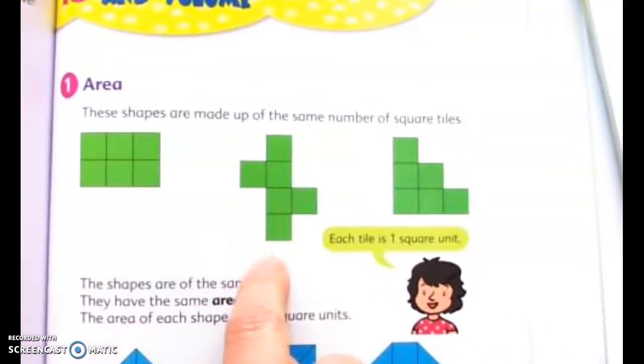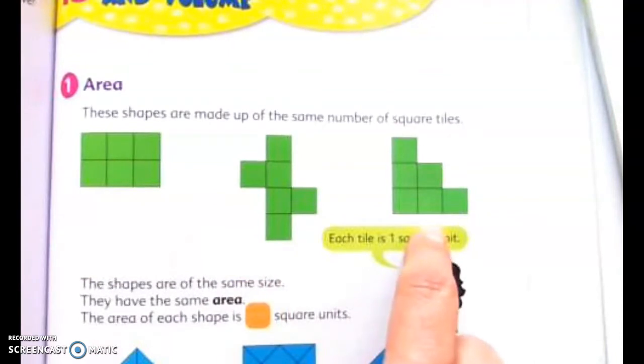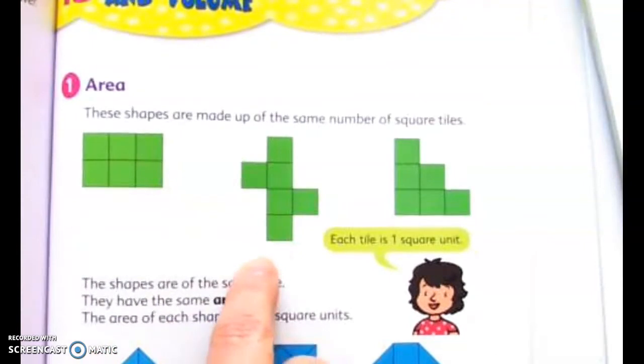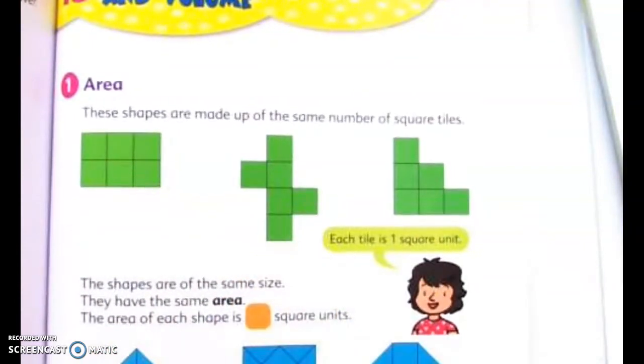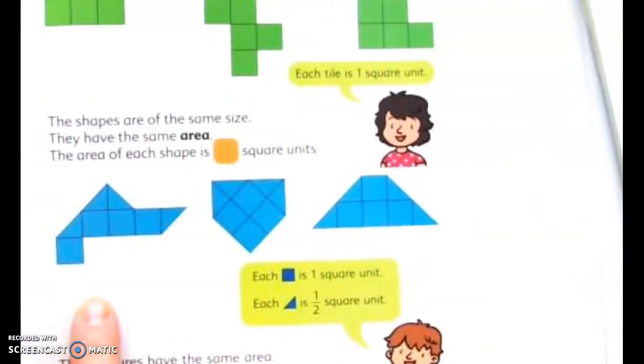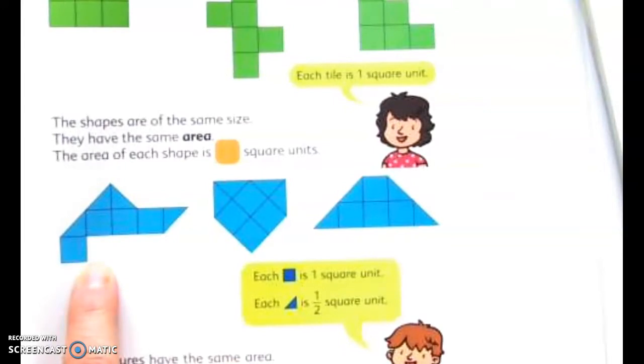Well, in this case, all three of these, 6 squares are needed to create them, right? 6 squares there, 6 here, and 6 here. So they all have an area of 6 square units. Now, these blue shapes down here have the same idea. They still take up 6 squares.